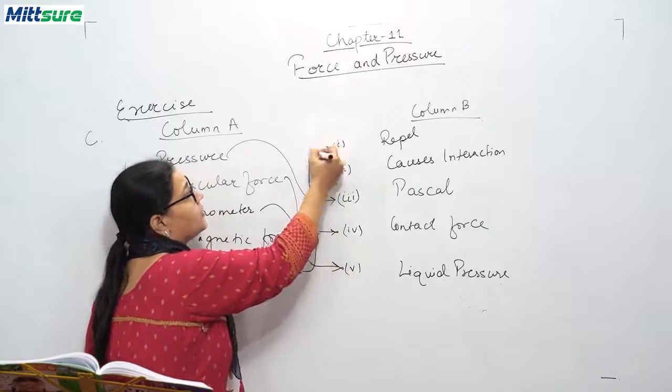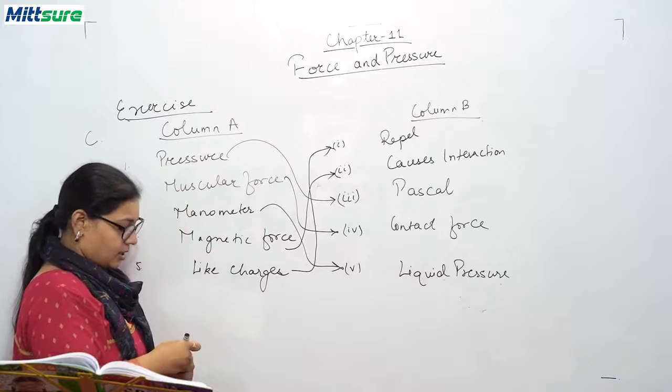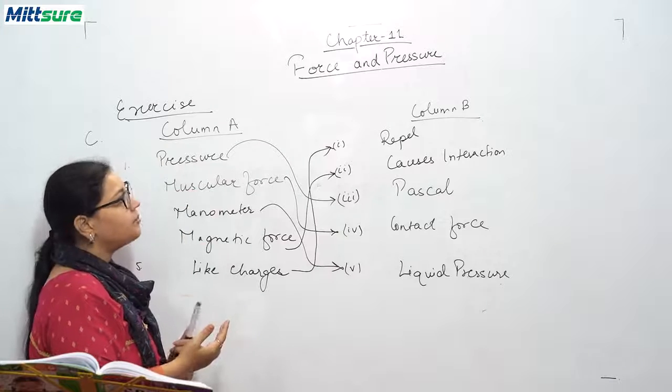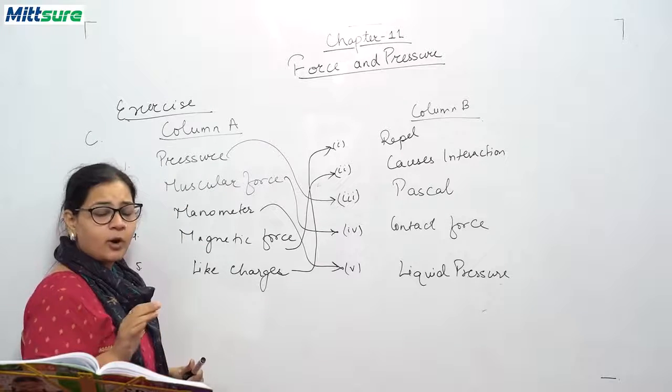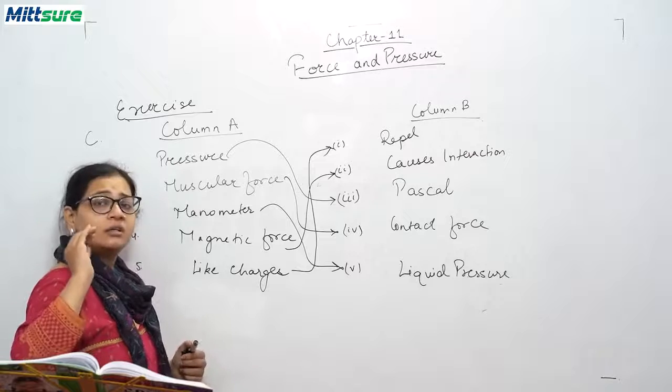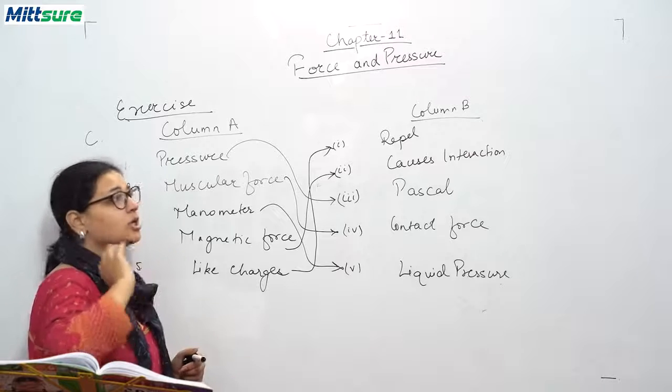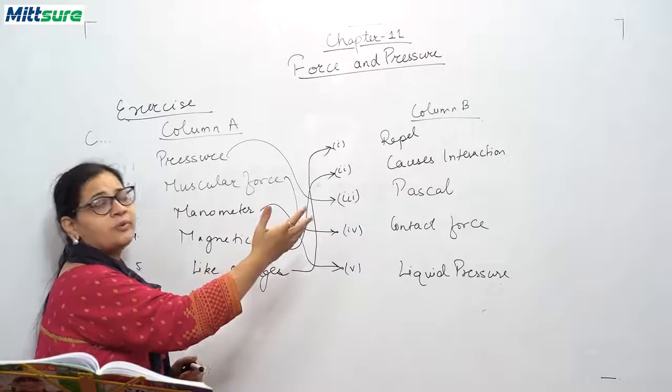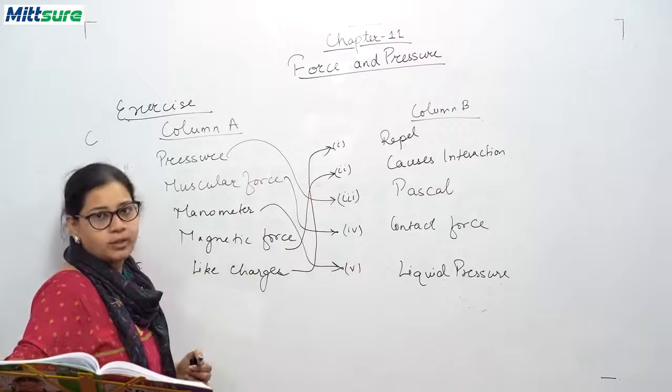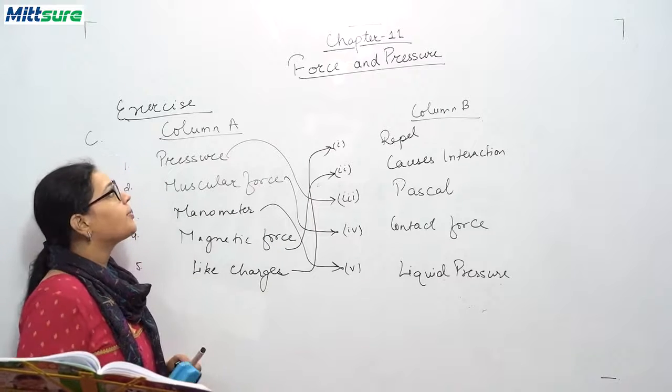Okay, so these are the options for all this. You can easily do this, match column A with B. It will be very easy, just try to connect the words of this column with the words of the other column that they connect with the most. Okay, so this is about the C question.